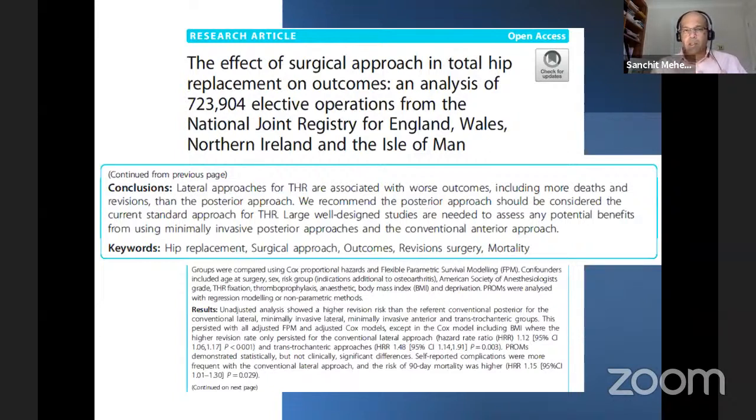Now, I'm always slightly cautious, although it's a study from Bristol and our team, I'm always slightly cautious about registry studies because they are not nuanced. They're sort of big numbers, but at least it gives evidence to say that the posterior approach still remains the gold standard in total hip arthroplasty.